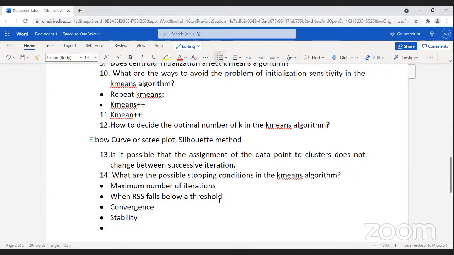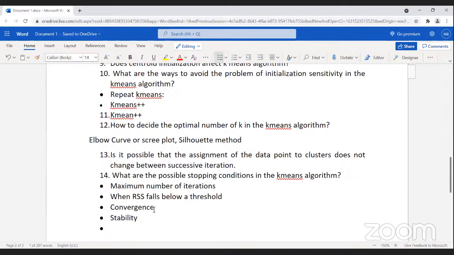When RSS falls below the threshold: RSS means the within sum of squares, the distance within the sum of squares. When it falls below the threshold value, the algorithm stops.